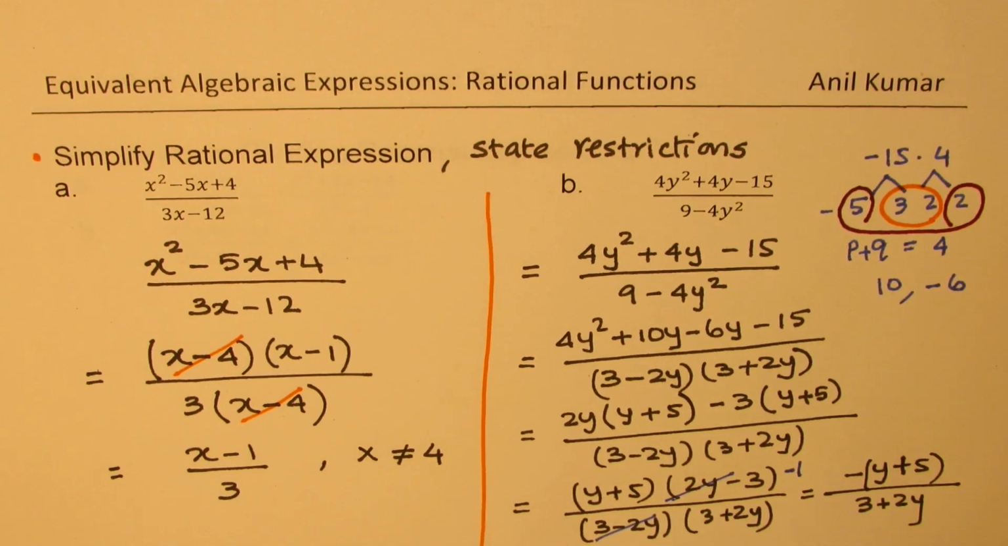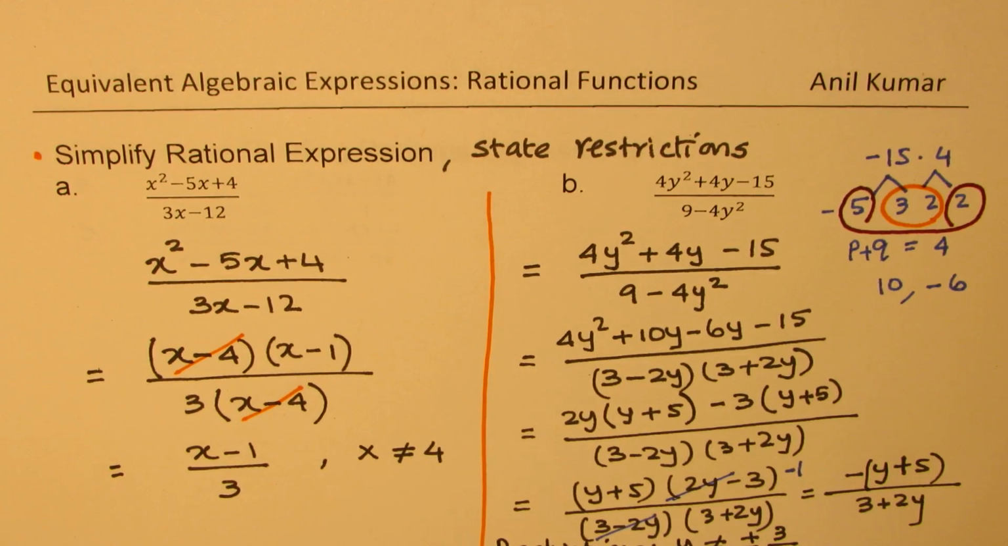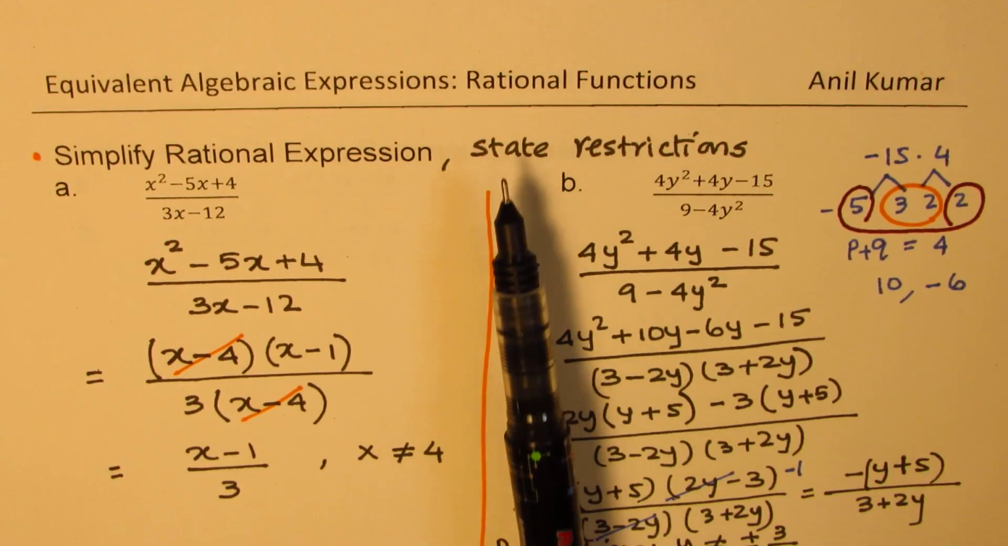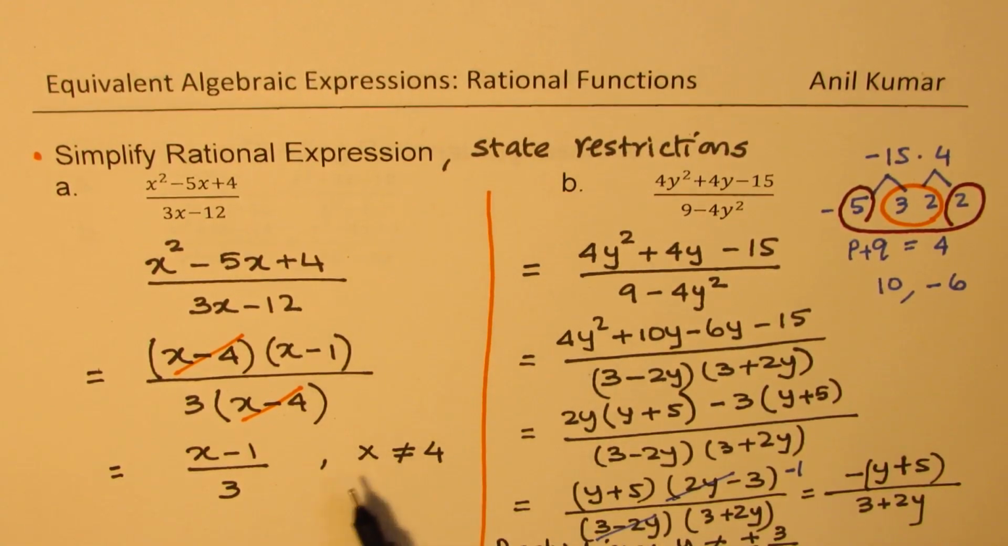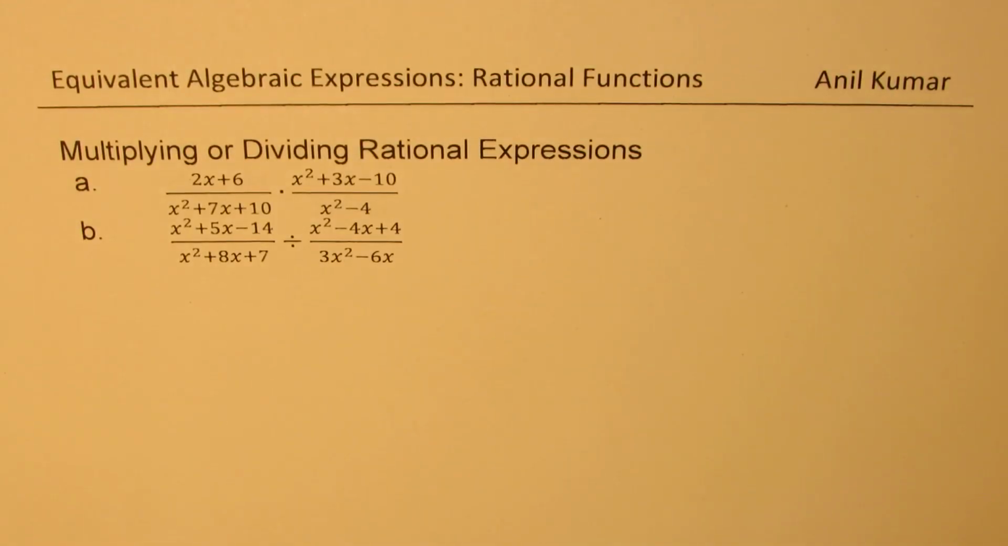But once you do that, you have to state restrictions. And on this, the restrictions are, consider both of them. Y is not equal to plus minus 3 over 2. You see that? So this is kind of important to mention. Right. So I hope you understand how we simplify a rational expression, and to make it an equivalent algebraic expression, it is important to add restrictions, even if it is not mentioned. If you don't do that, then they are not equivalent expressions. Perfect? Okay.